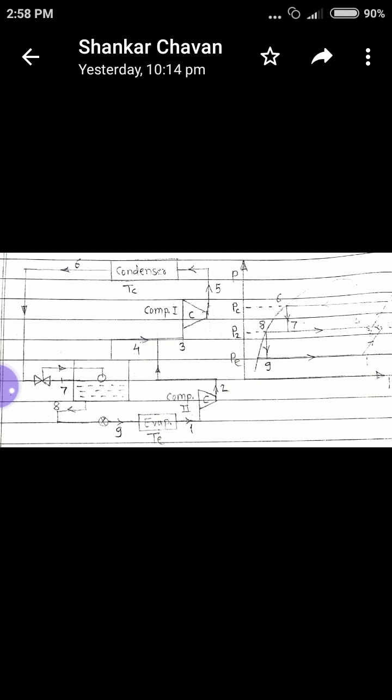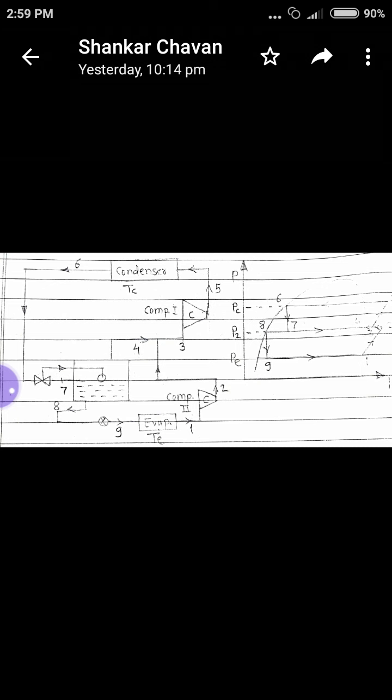In second stage compression, that refrigerant is again pressurized, and that high pressure, high temperature refrigerant enters into the condenser. In the condenser, condensation of that refrigerant takes place, and that refrigerant converts into liquid form. From the condenser, that liquid refrigerant enters into the throttle valve.